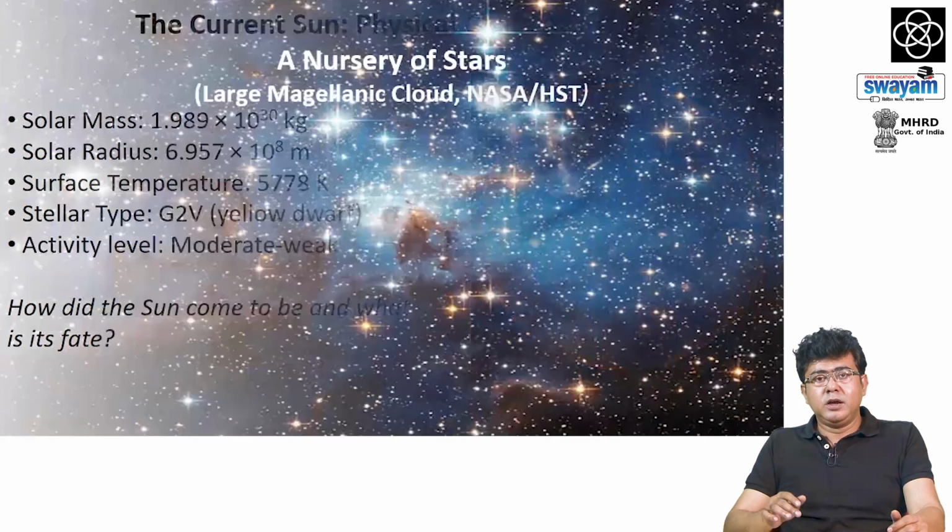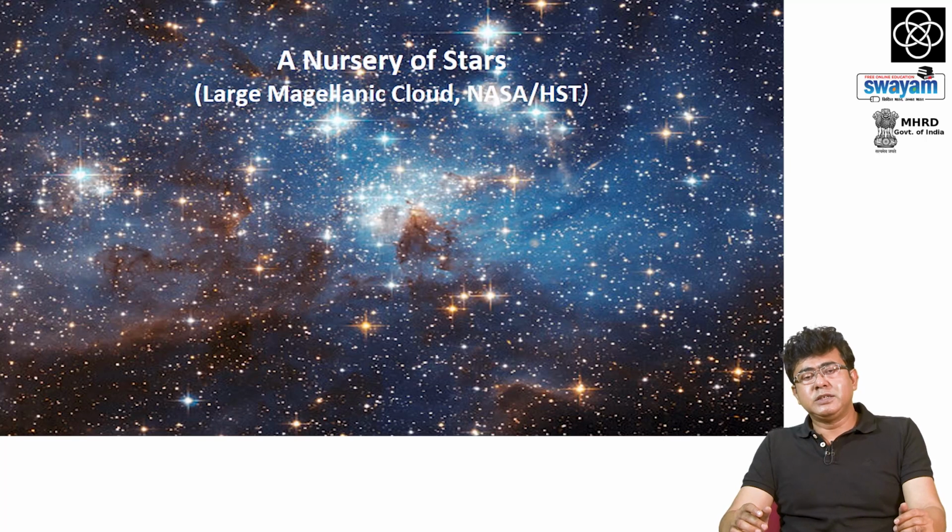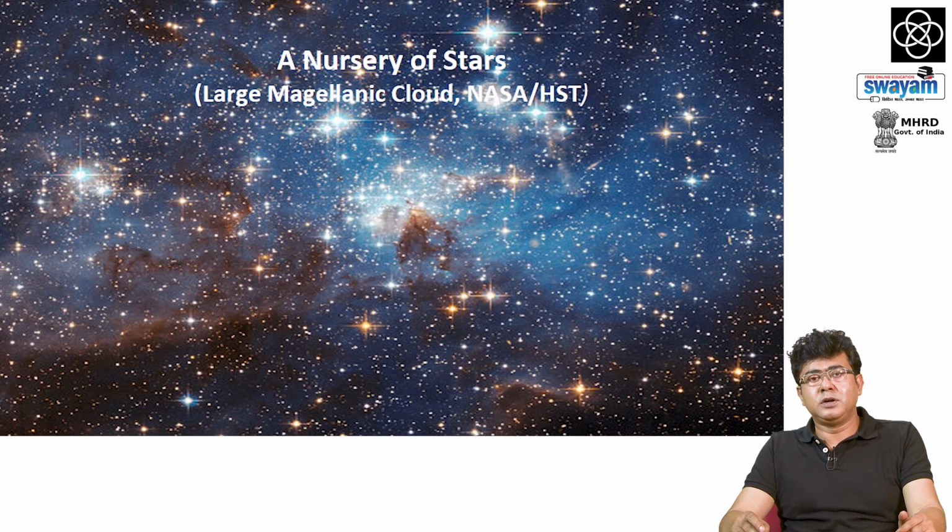So stars like the Sun are born through the gravitational collapse of certain parts or regions of molecular clouds, and what you see here in this image is a Hubble Space Telescope image of the Large Magellanic Cloud, and you see that there is a distribution of diffused gas in space, and this region is interspersed with very bright regions which are star forming regions and very bright stars.